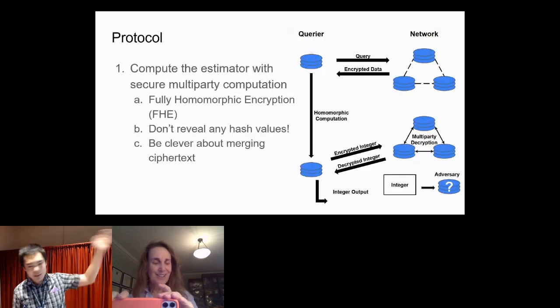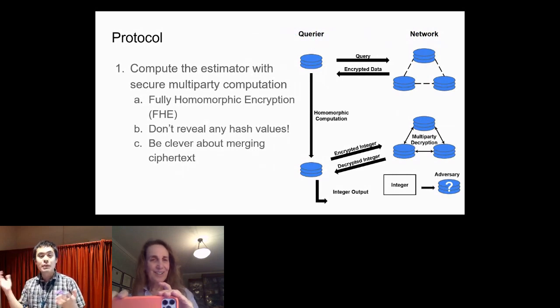Okay, so this is a general overview of the protocol. Basically, you send your query to your network, you get back some encrypted data, you do a homomorphic computation on it, and then you do a multi-party decryption on just the answer, which is just an integer output with the results of your query. And so you don't reveal any of the intermediate hash values or buckets. The only thing you're revealing is the response to the query, which of course may reveal data as well, but that's something that you can protect with other techniques.